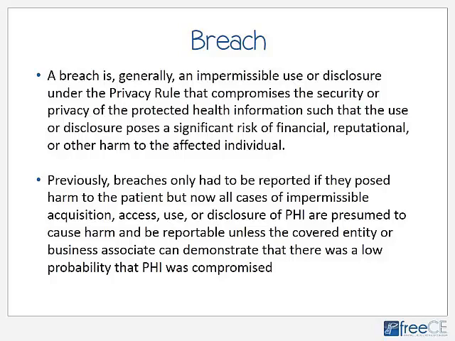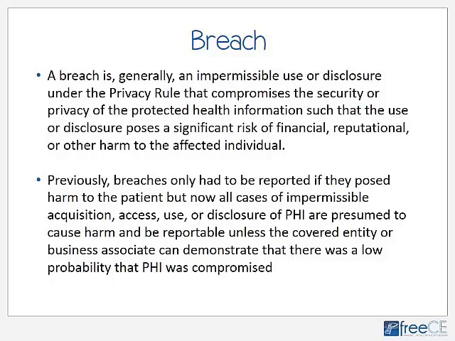So what happens if there's a breach of PHI? Well, covered entities must notify the affected individuals following the discovery of a breach of unsecured protected health information. Covered entities must provide the individual notice in written form by first-class mail or by email if the affected individual had agreed to receive notices electronically.